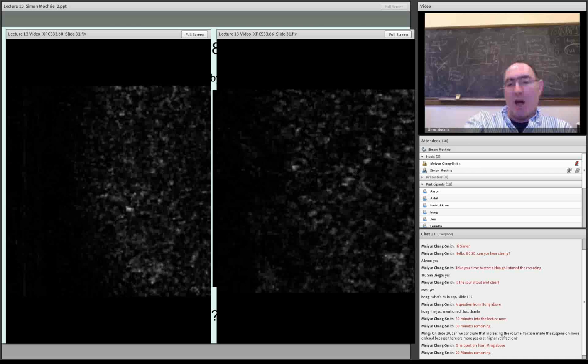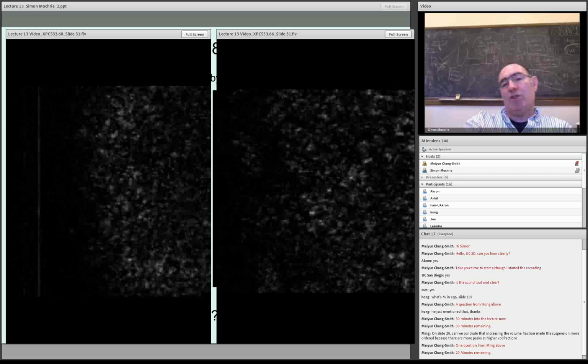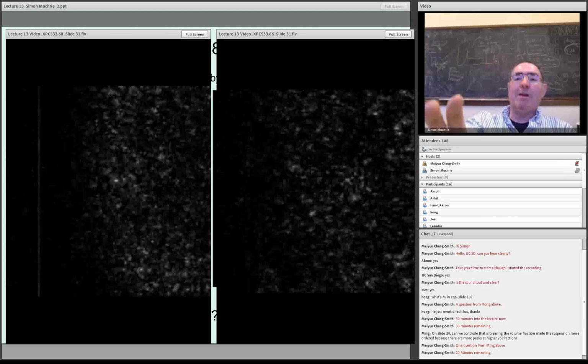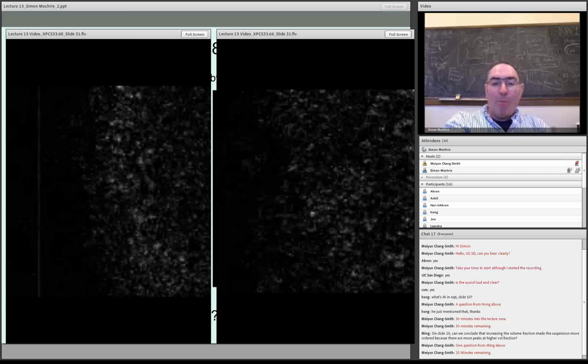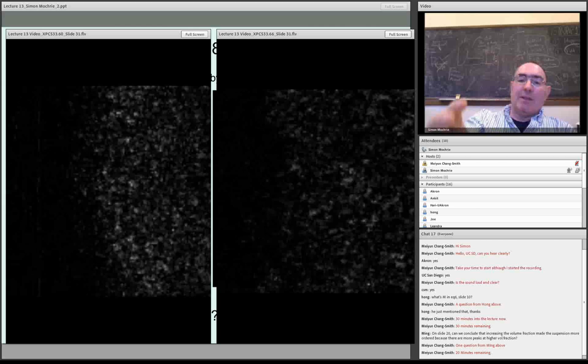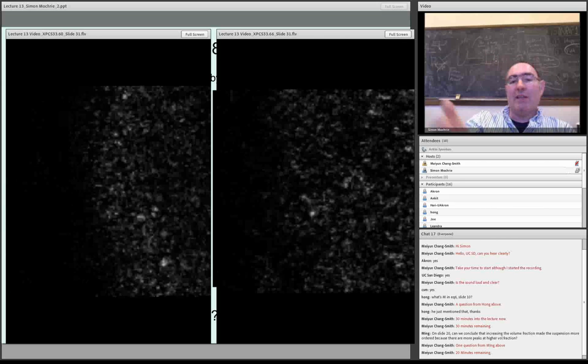The speckles aren't moving. The speckles aren't changing in time. They're not disappearing in time. And so for the sample on the right, the sample is static. It's not moving. It's a glass.